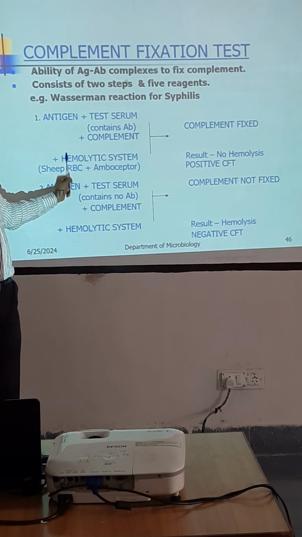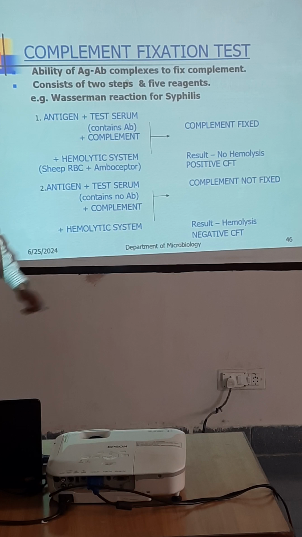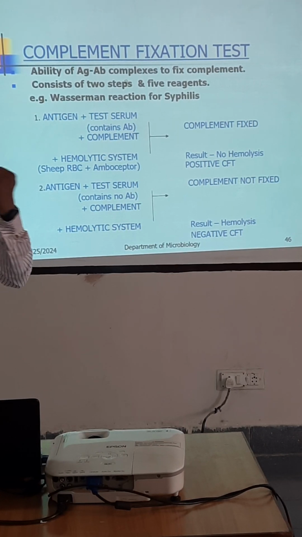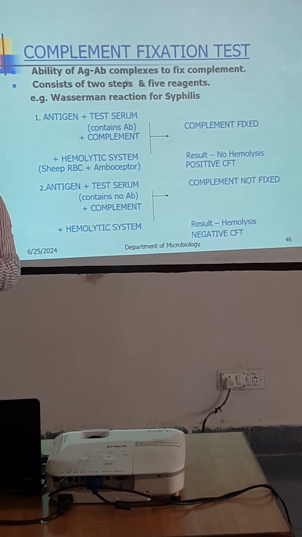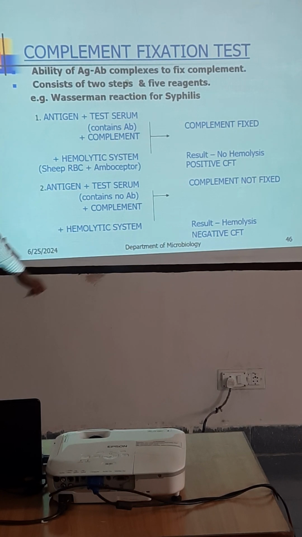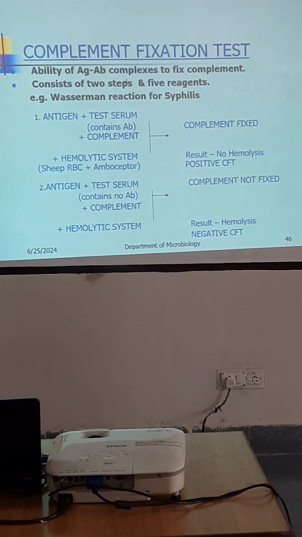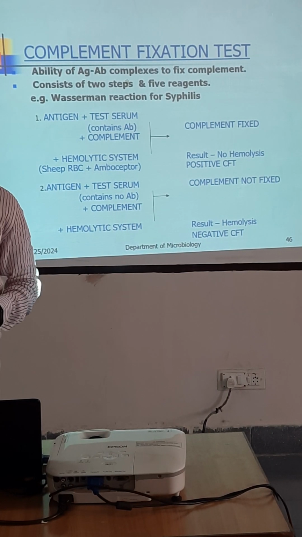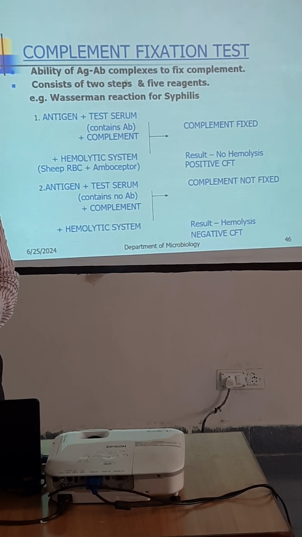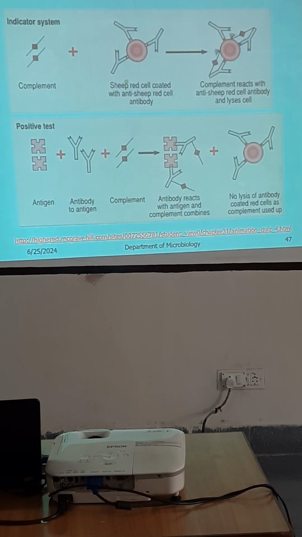And then we are going to add this hemolytic system, which is having RBCs and ambocyte. Now this RBC and ambocyte means what? They are also having an antigen antibody complex, with RBC acting as antigen and ambocyte acting as antibody. Their complex is there. So to this hemolytic system complex, this complement which is free is going to be added, and that is going to lyse the particular RBC and ambocyte complex, and therefore there is hemolysis and the test will be negative because the antibody is not identified properly.